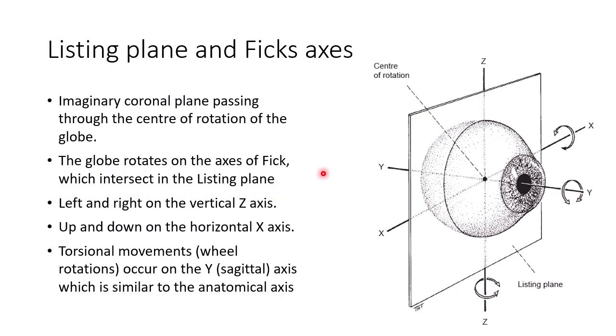So there are three axes, just like there are three dimensions, and the center of rotation of the eyeball is at the point of intersection of these axes. The x-axis is the axis about which the upward and downward movements happen. The y-axis, or the anteroposterior axis, is the one about which the rotational movements happen. And the vertical axis, or z-axis, is the one about which the horizontal left-right movements happen. I think this is self-explanatory. So let us move on.